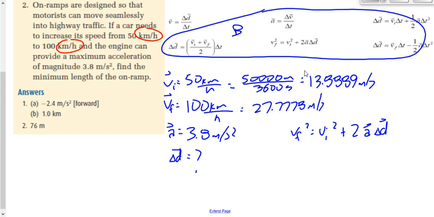Does it work? Do I have VF? Yes. Do I have VI? Yes. Do I have A? Yes. Do I have D? Well, no, but that's what I'm looking for, right? So that's okay. How do you rearrange that to solve for D?